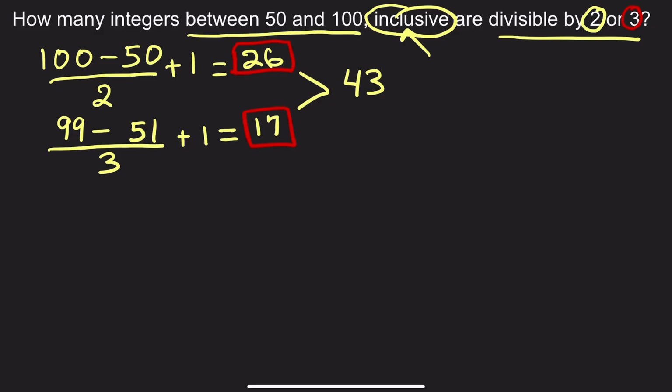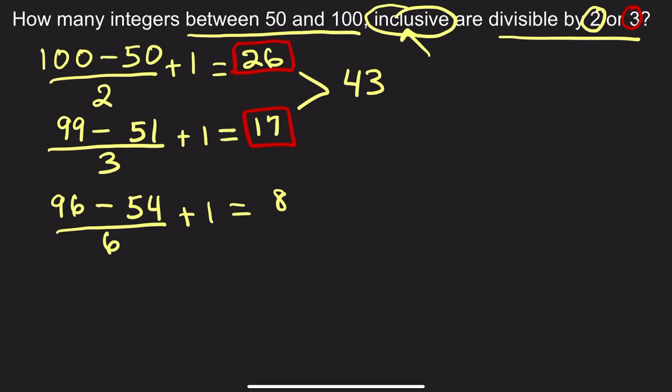The smallest integer divisible by 6 is 54. The largest integer divisible by 6 is 96. And notice 96 is divisible by 2, 3, and 6, and so is 54. Let's divide this by 6, add 1, and our answer here is 8.